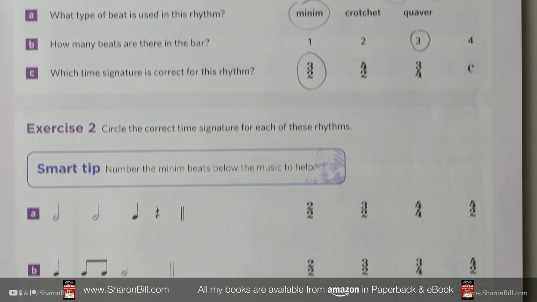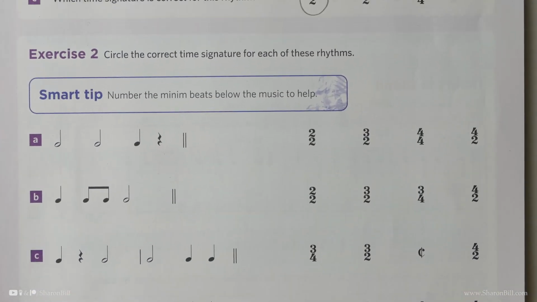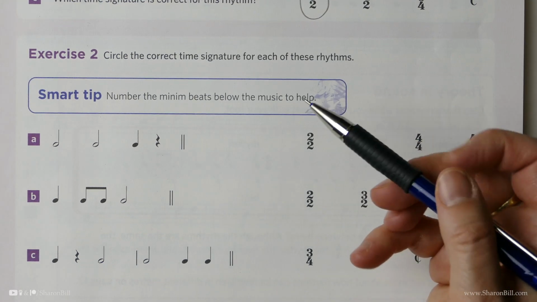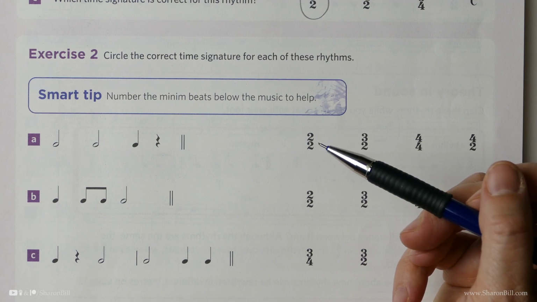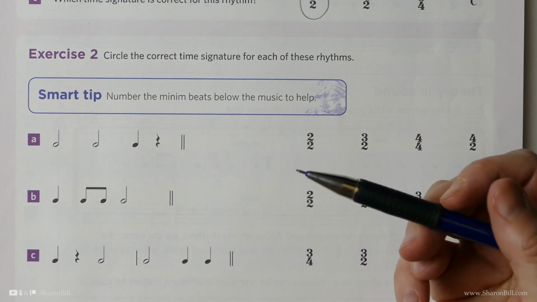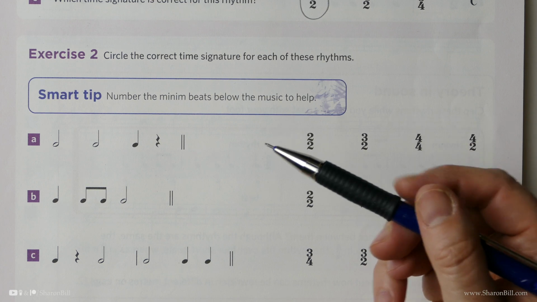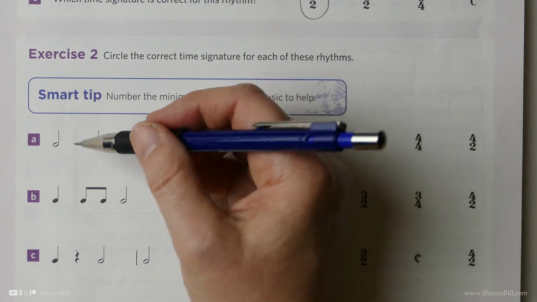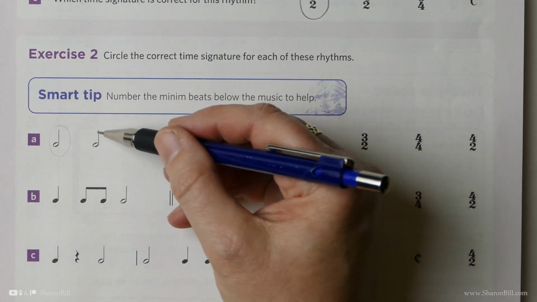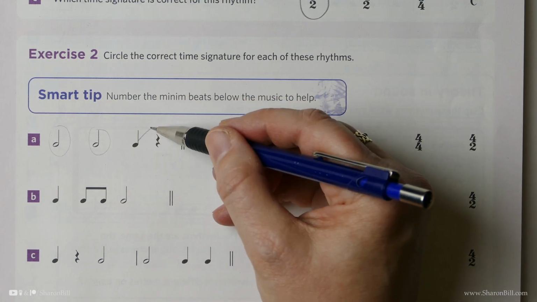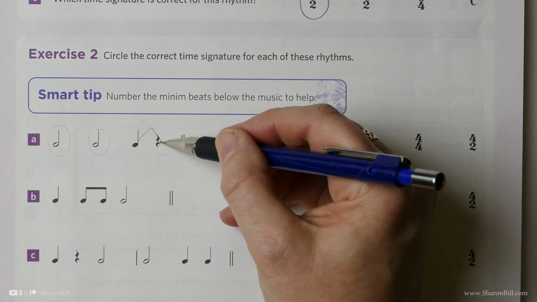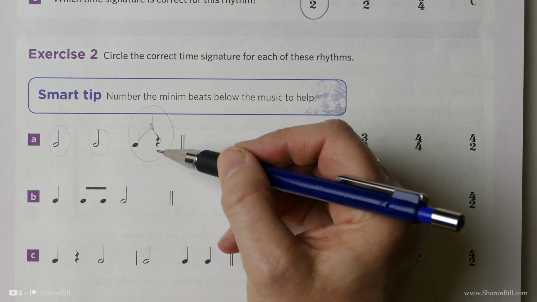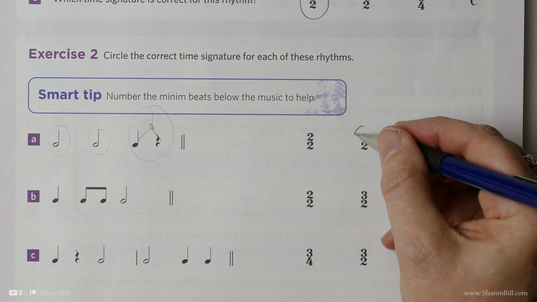And now we have the same exercise to complete. In exercise 2, we've got the same principle. We've got to circle the correct time signature, which means we have to think what is the bottom number as well as what is the top number. Well, here we can see we've got 1 minim, 2 minims, and this plus so we've got a crotchet plus a crotchet rest gives us another minim. So we've got 3 minims worth, and so that would be 3, 2.